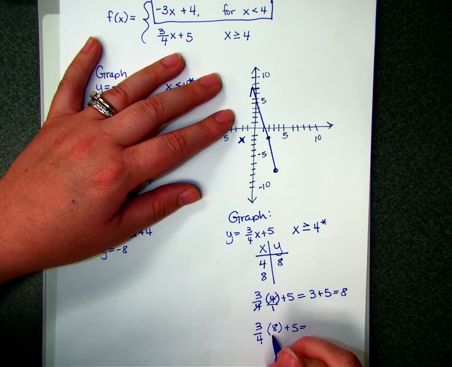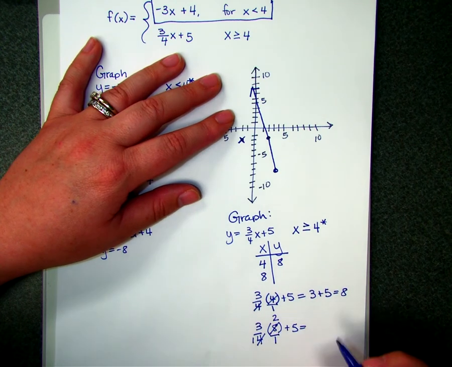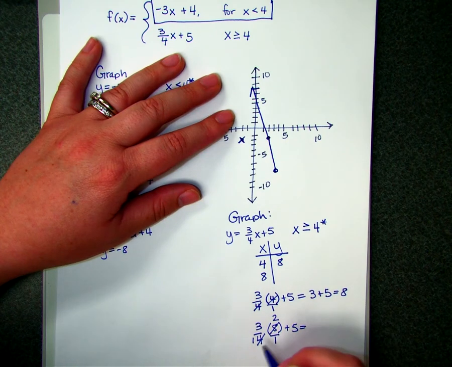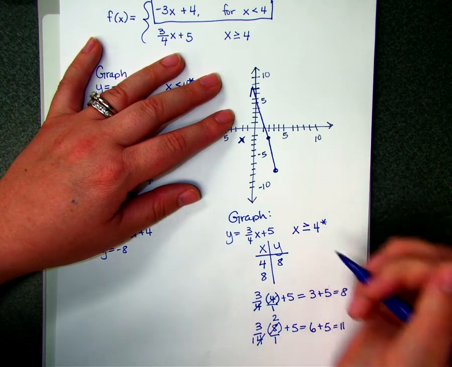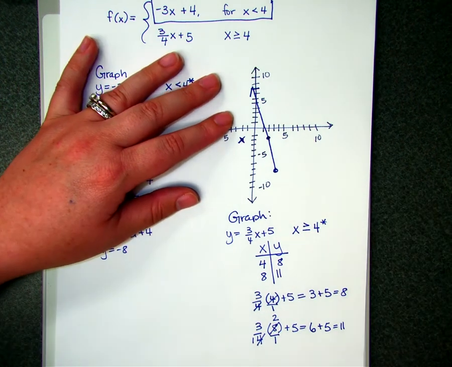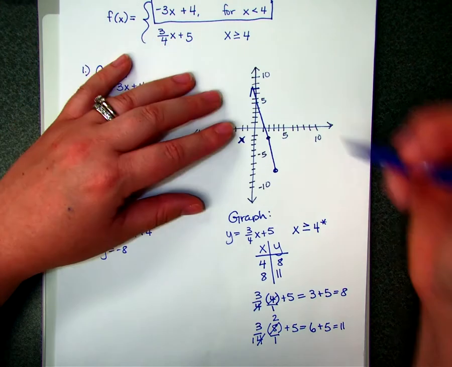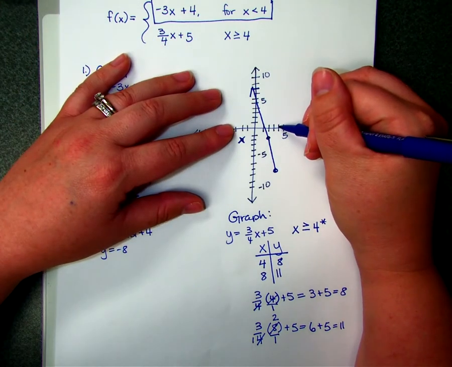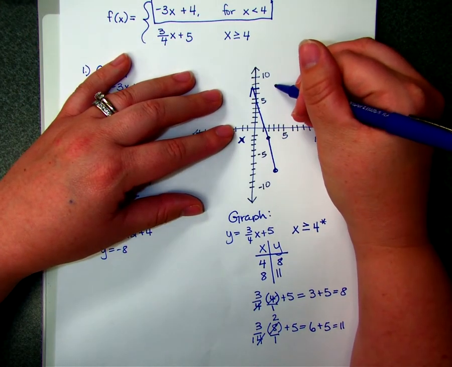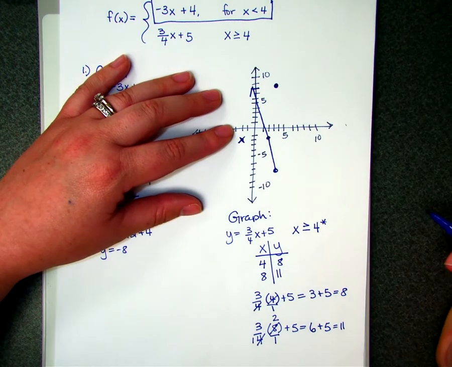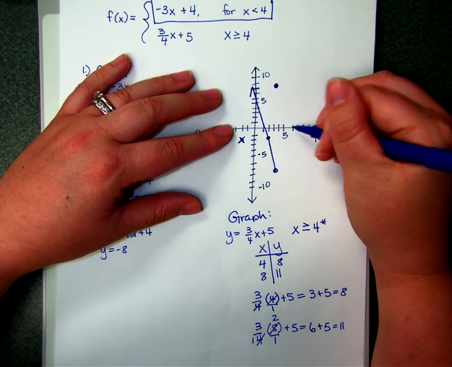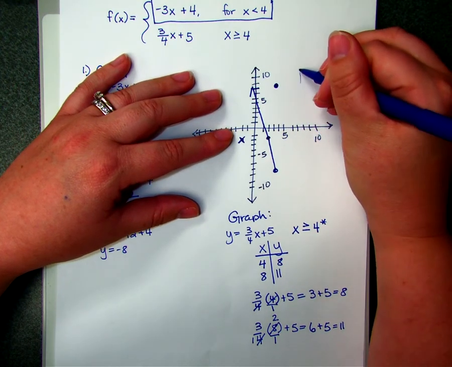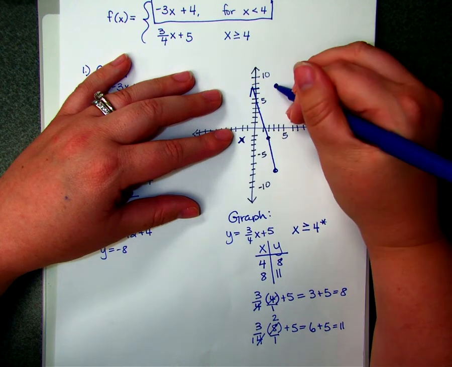I have 3/4 times 8, or 3/4 times 8 over 1. They can both be simplified by 4. So this becomes 3 times 2 over 1 times 1, which is 6, plus 5. I get a y value of 11. So (4, 8) and (8, 11). So go over to the 4. Now I'm going up to a positive 8. I have a closed dot since I'm allowed to use the value of 4 for the second piece. And then (8, 11). Go up to 11 and connect your dots.